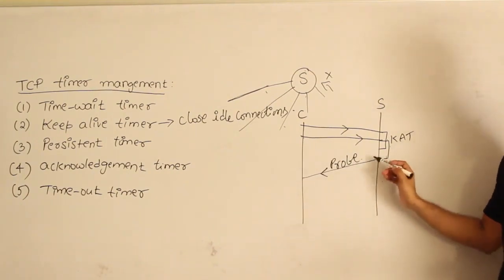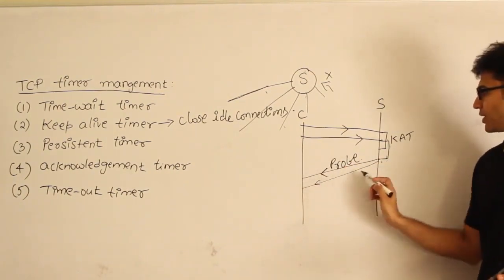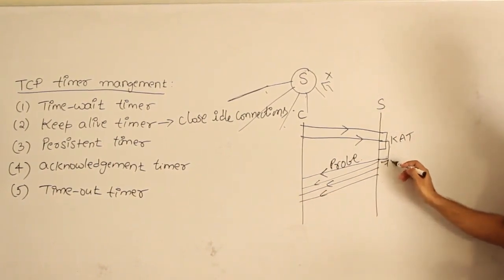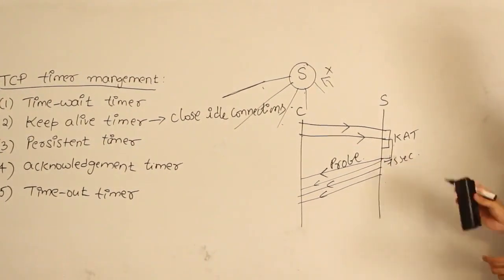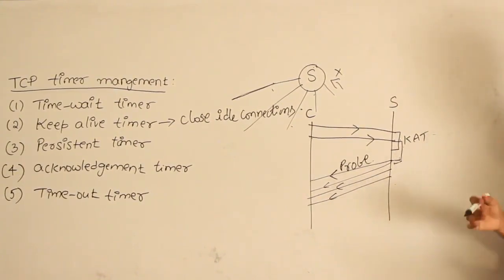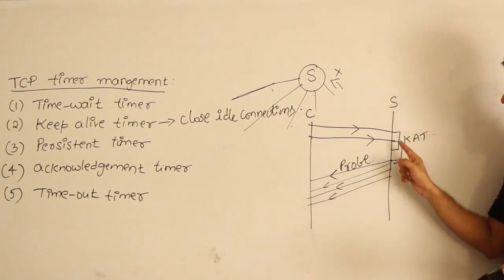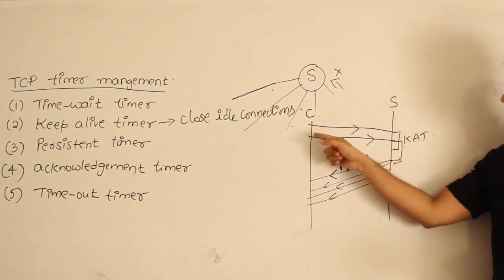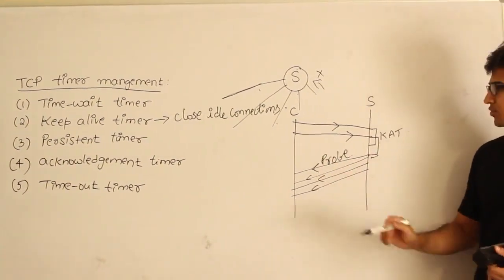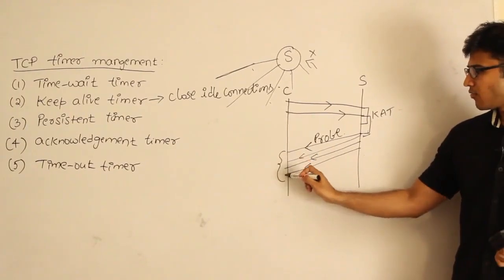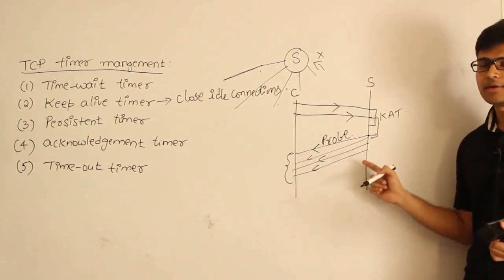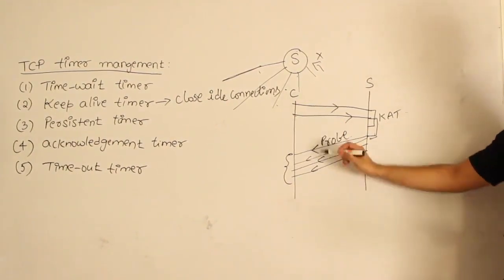And it is not just one probe, it will actually send 10 probes with a gap of 75 seconds. That is configurable. It is not exactly 75 seconds in all implementations. But the concept is, you wait for some time. If you don't hear back anything from the client, you assume that the client might be down, then we send a few probe messages. And for all these probe messages, if you don't get back any reply, then you can think that the client is down and we can close the connection.